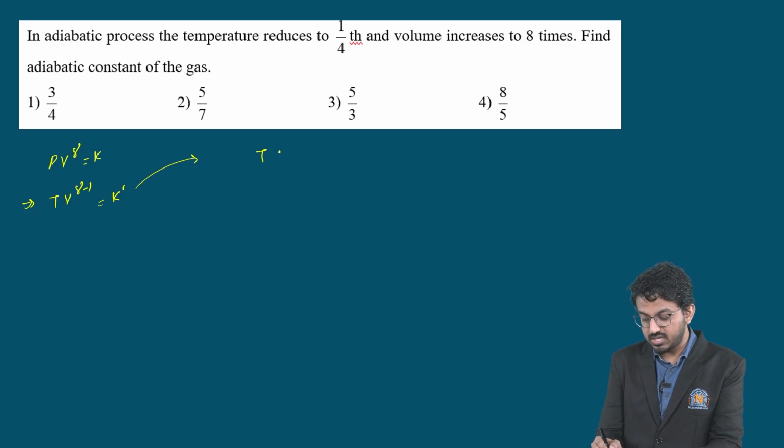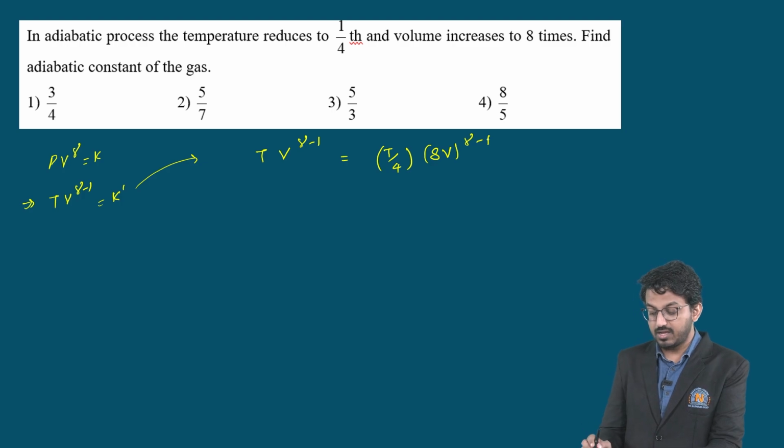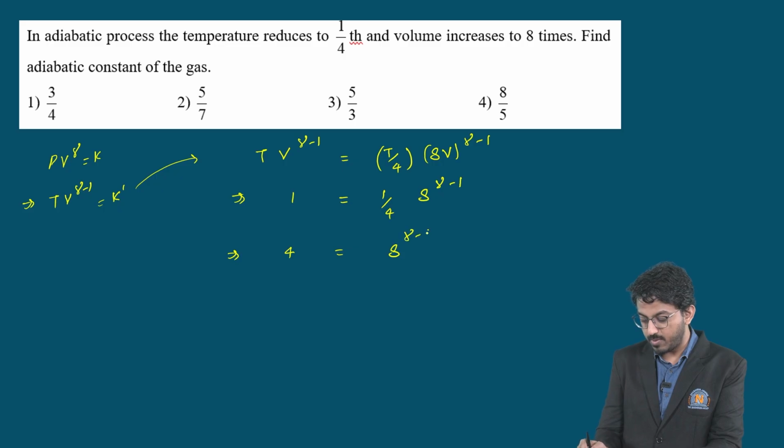So initial temperature is T, volume is V, and T V raised to gamma minus 1 is equal to, temperature becomes T by 4, volume becomes 8V raised to power gamma minus 1. In this case, gamma is called the adiabatic constant or ratio of specific heats. Solving it further, we get 1 is equal to 1 by 4, 8 raised to power gamma minus 1. So we can put it as 4 is equal to 8 raised to power gamma minus 1.